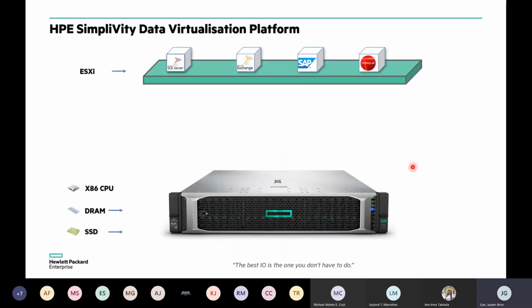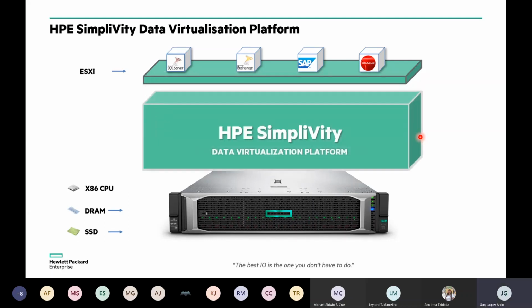So with HPE Simplivity, we have this data virtualization platform. This is the technology that we use so that we can fit that entire stack into a single 2U appliance. This data virtualization platform is powered by the patented OmniStack accelerator card, which offloads the data optimization process to this accelerator card so that our CPU can focus more on the workloads that we need to do rather than the data optimization process.